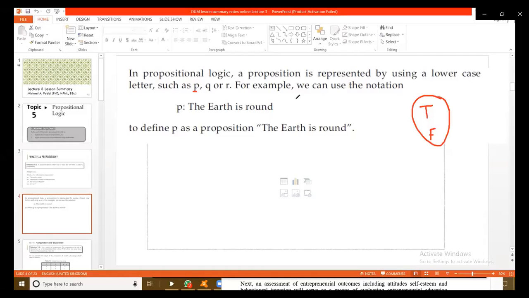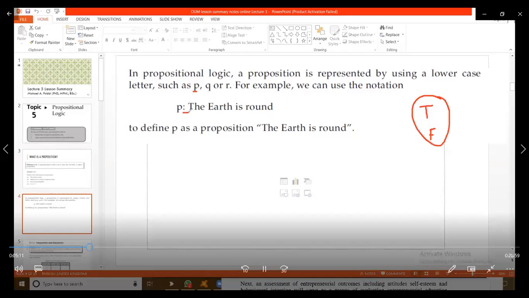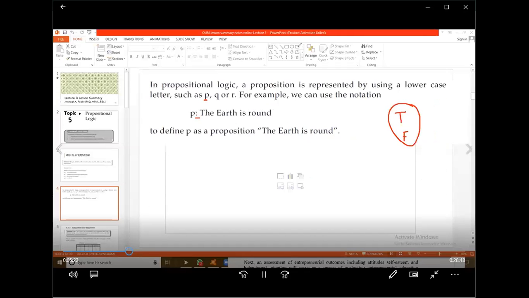So we have an example here. We can use the notation P is the earth is round. So P, then you see the column representing it's a statement. So the statement P is the earth is round, defining P as a preposition. Okay, let's continue.